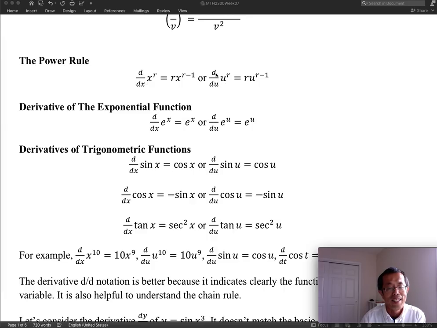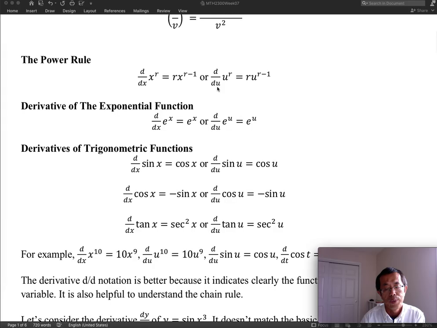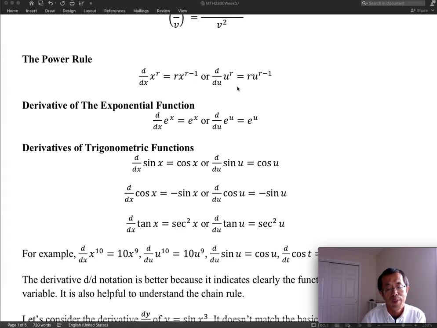But anyway, I say this long notation makes more sense because it indicates clearly we are having a power function in terms of u. So accordingly, the derivative is written as d du. And you look through this carefully. I'm saying those two, the left one and the right one, are the same.